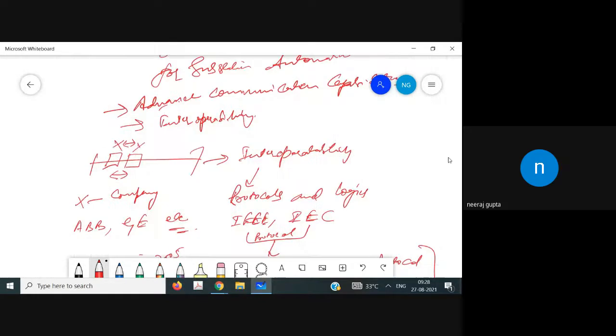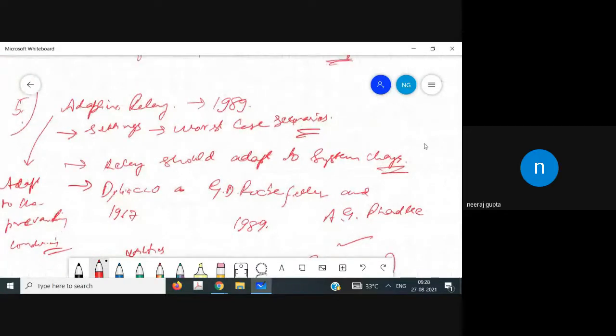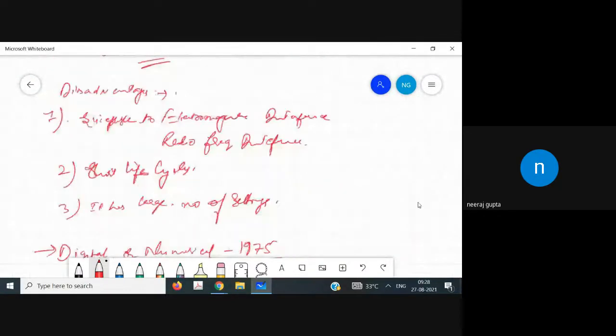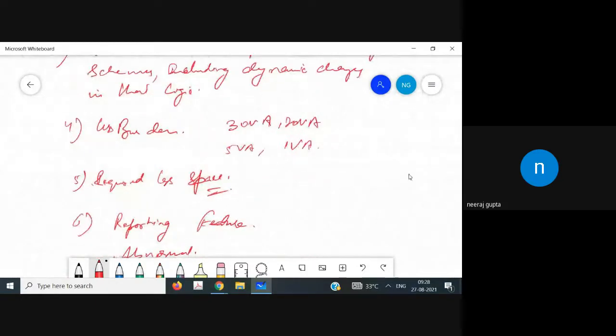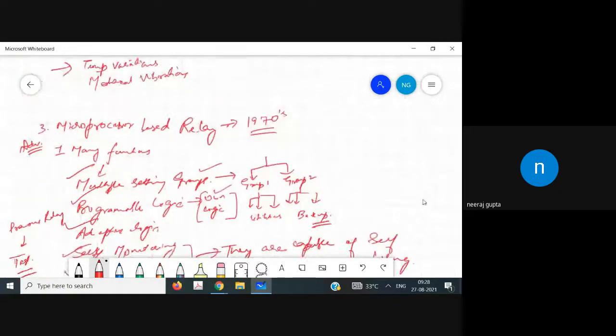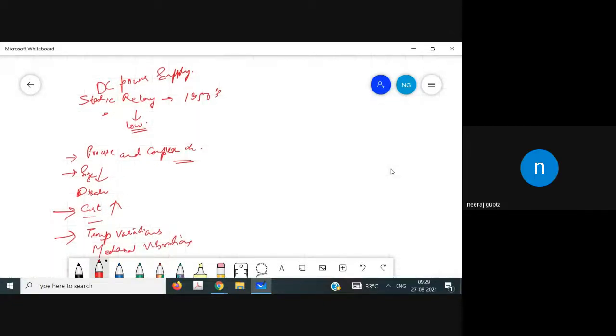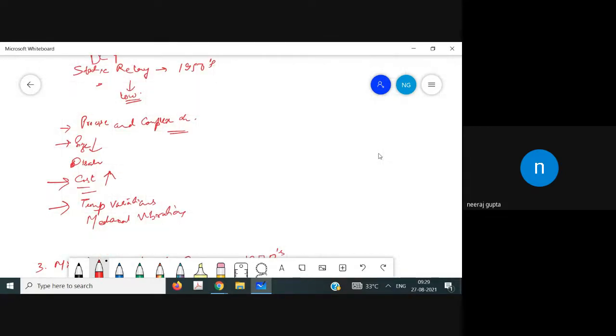Then let's have a quick recap of all the things. So we have static relays. They came in the 1950s, and they require a DC power supply. That is the disadvantage. These are actually complex. However, the size is reduced. Some of the disadvantages: the cost is increased, and the operation changes with variation in temperature and mechanical vibrations.